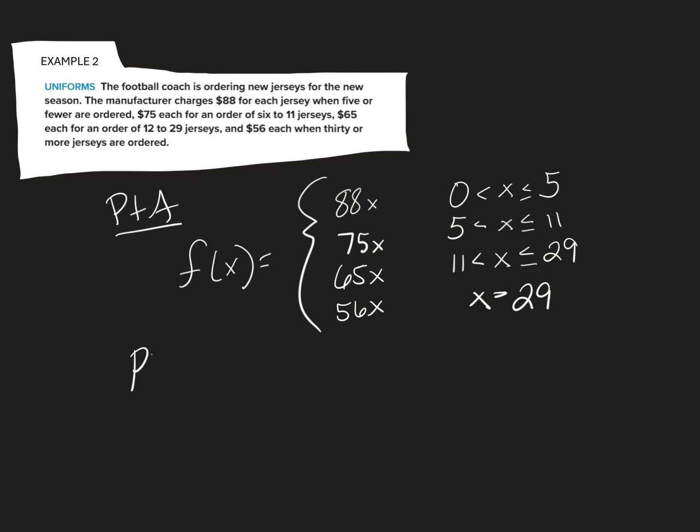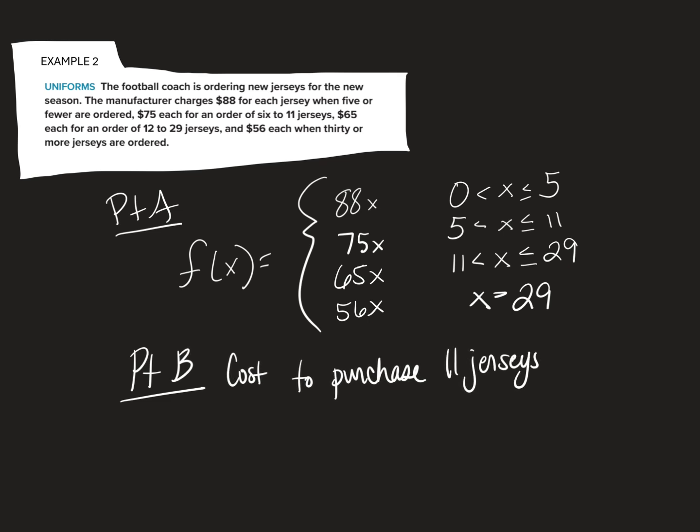Our next thing that we want to do is evaluate this function using a few scenarios. So I want to know, what would it cost to purchase 11 jerseys? Well, let's see where that would fit. 11 jerseys would fall in this category here. So I would do $75 times 11. And there's a little trick to that. When you multiply by 11, you write down the ones digit, you add together 7 plus 5, that's 12. You carry the 1, so that should be 825. If you want to check me, you are welcome to do that. But that would be $825. So it would cost $825 to purchase 11 jerseys.